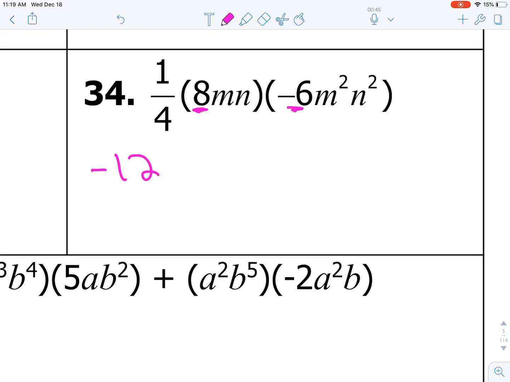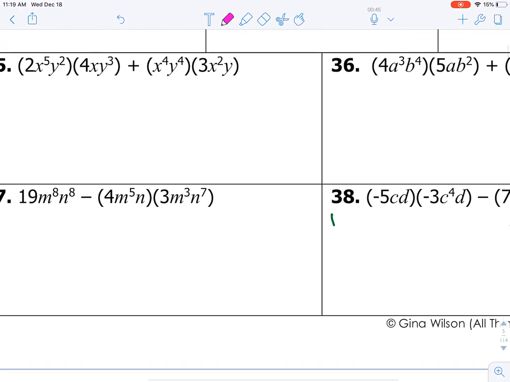And now I got to multiply my letters. m times m squared. n times n squared. There you go. Just that easy.